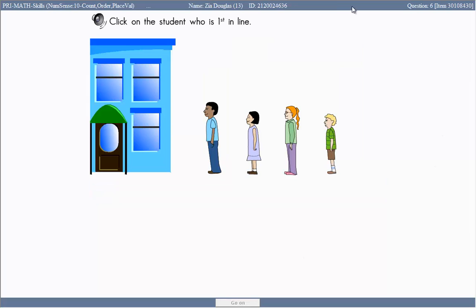Click on the student who is first in line. They have to understand that this person would be first, and they have to understand what first is. Know that he is number 1 in line. They would also need to know you don't start back here, but this would be the beginning. So that's something else that some students may get tricked on.